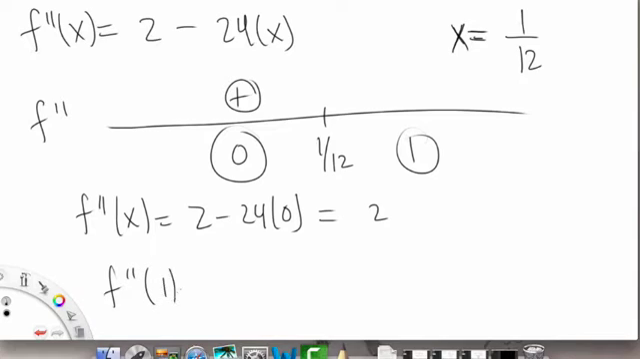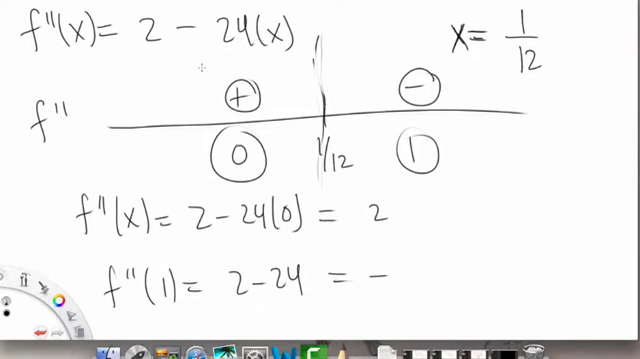And then f double prime of 1 is going to be 2 minus 24, basically. So that'll definitely be a negative value. Okay, so let's see what's going on here. Our divider line is at 1 over 12. That's our critical point, so that defines our interval.